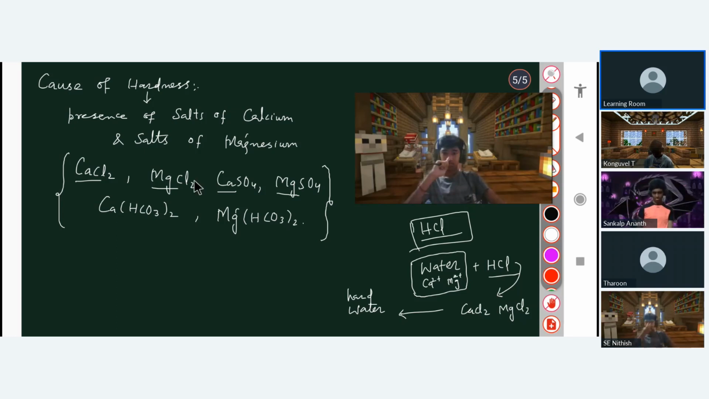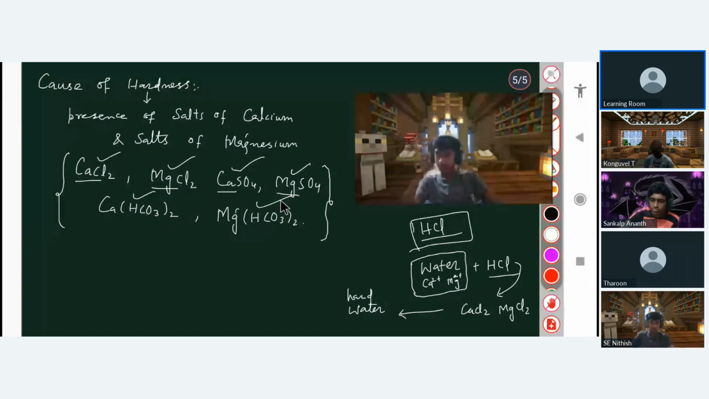Now you have to remember these salts which make water hard. So it is calcium chloride or magnesium chloride, calcium sulfate or magnesium sulfate, similarly calcium bicarbonate and magnesium bicarbonate. Now, what is the actual reason why these salts make our water hard? So let's see the reaction.